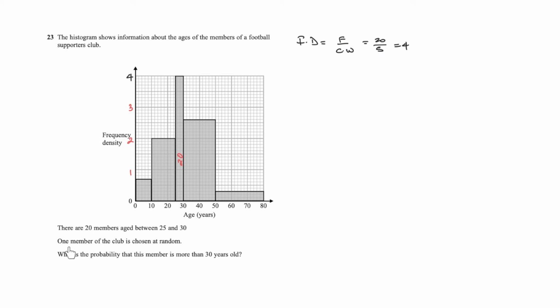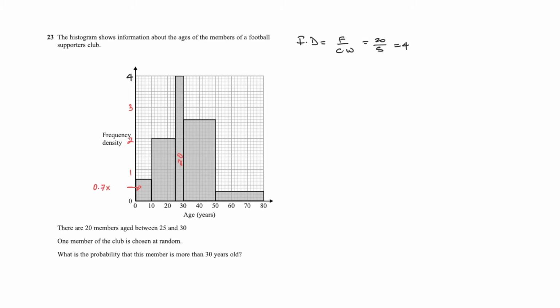It says, one member of the club at random is chosen. Oh no, they're about to ask me a probability question. And because they've chosen someone at random, I need to know how many people we've got in total. To work that out, we need to work out the area of each of these bars. So now that we know what's going up here in this particular bar, let me try and work it out.